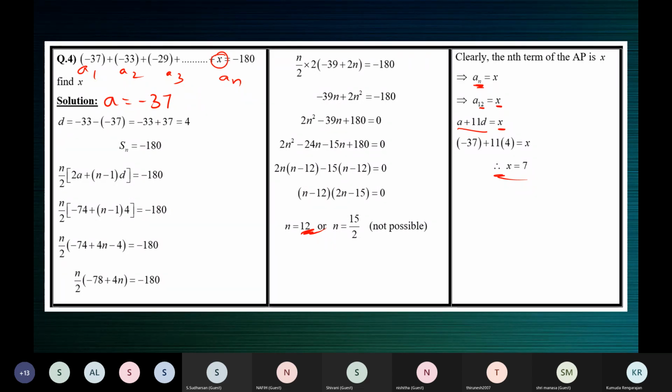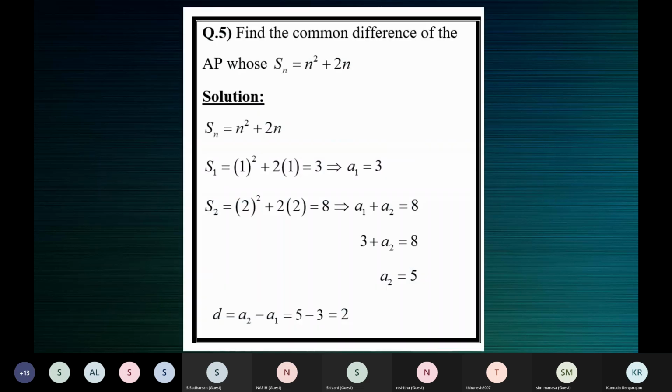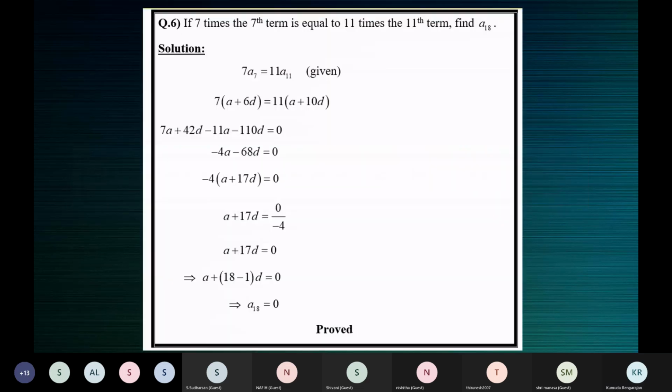Am I audible, children? Yes, ma'am. Yes, ma'am. All right. Finished all this.